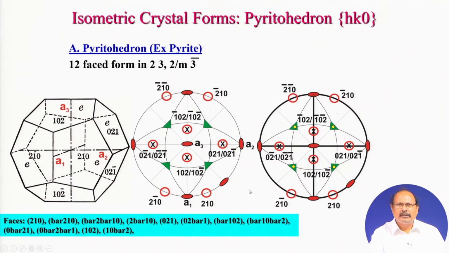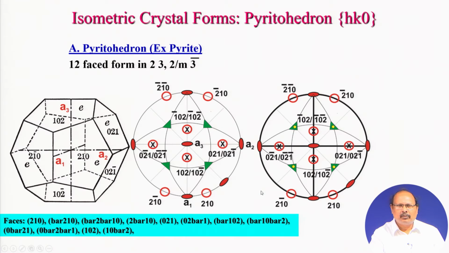So, therefore, pyritohedron, which is an {hk0} general form symbol, is present in isometric crystals belonging to the 2 3 and 2/m bar 3 point groups of symmetry here. And these are the 12 crystal faces that have been written here. I am not repeating them here, which I have also shown in these stereographic projections, in these 2 diagrams of 2 3 and 2/m bar 3.